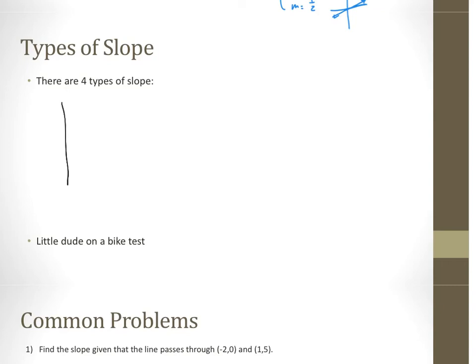The first slope is probably one you're very familiar with. This is when the line goes up. This is a positive graph, or positive slope. So whenever the graph is going up, your slope is positive. And this is a positive 5, positive 2.5, positive 1/2, anything like that. Whenever your graph is going down, then you have a negative slope.